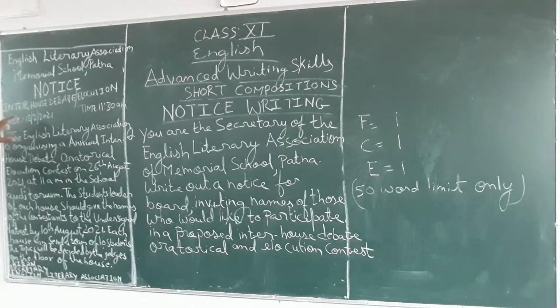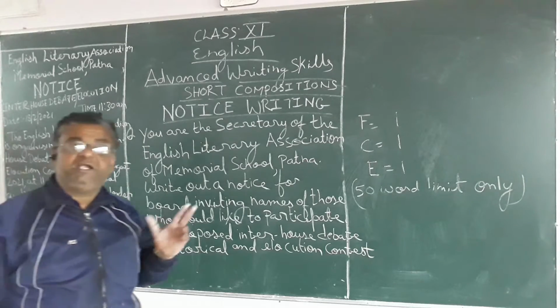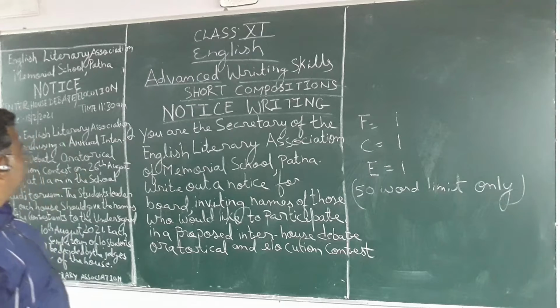In every composition, you should give the title. Inter-house debate oratorical elocution competition. In short, you should say inter-house debate elocution contest. Always put the date of the notice, the current date. Here you can put the current time, whatever the time when the notice is taken out.